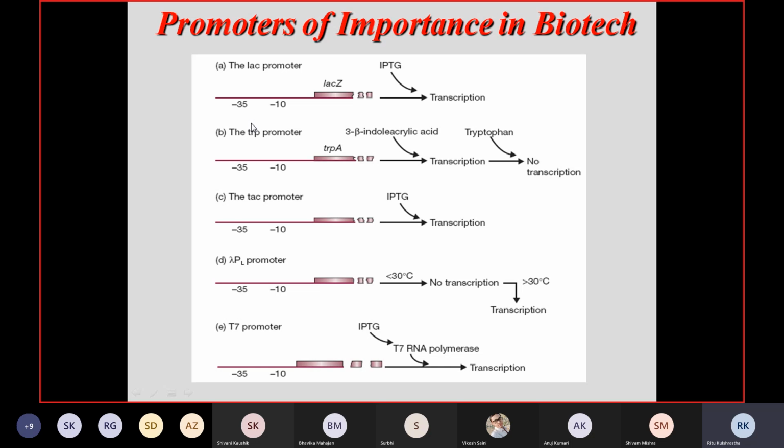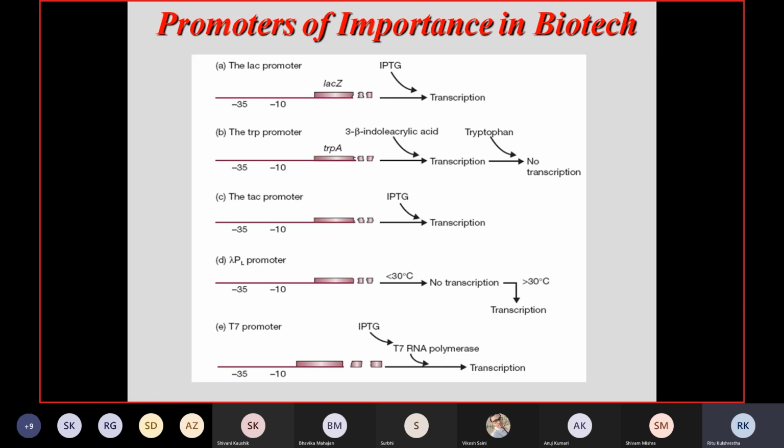Then there is another promoter, the tryptophan promoter. This tryptophan promoter is highly regulatable. If you add 3-beta indole acrylic acid, it was seen that it brings about down regulation in the level of tryptophan in the cell. It means it somehow inhibits the conversion of indole to tryptophan. So if the levels of tryptophan are low in the cell, it will lead to de-repression of the tryptophan promoter. So we will see high expression from this particular promoter of our gene of interest.